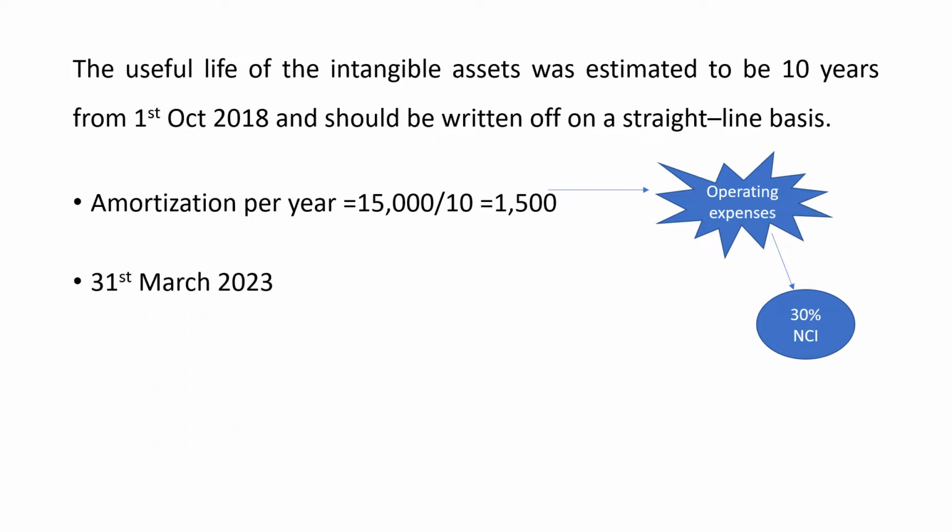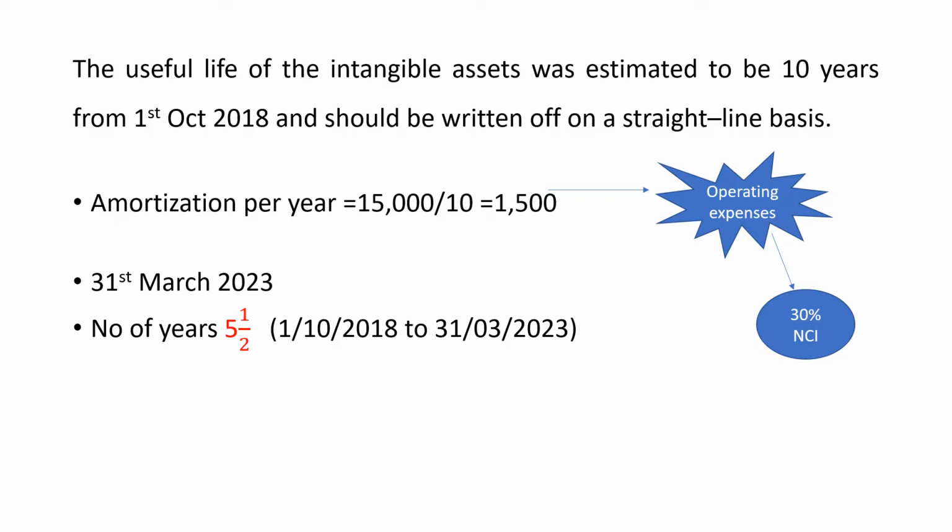Therefore, for 31st March 2023, the current financial period, we have to amortize this asset from the purchase date, or from the creation date, up to now, which means we have to amortize 5.5 years. Therefore, the total amortization expense is 8,250. That is 1,500 into 5.5 years.